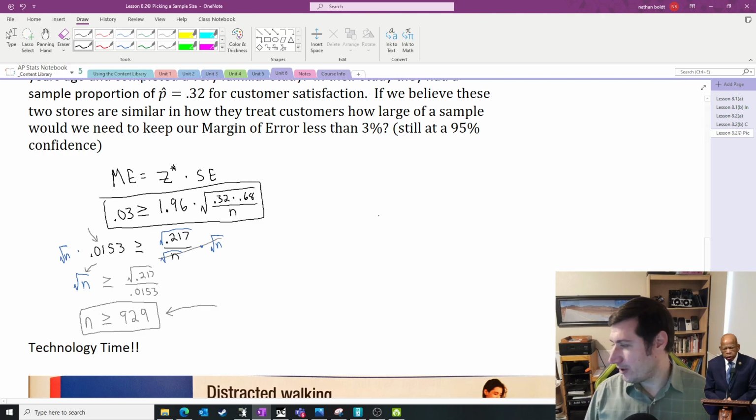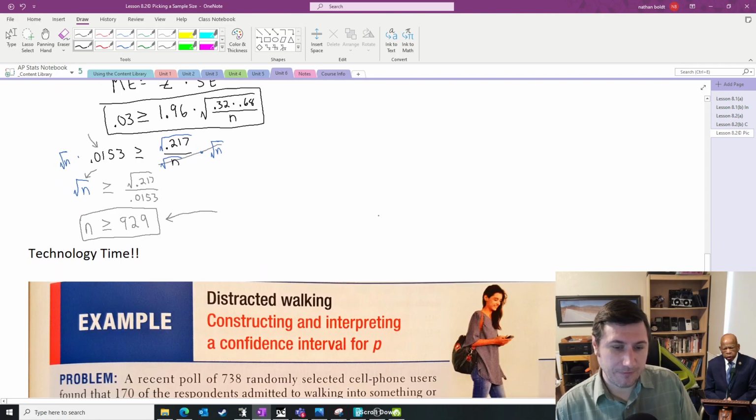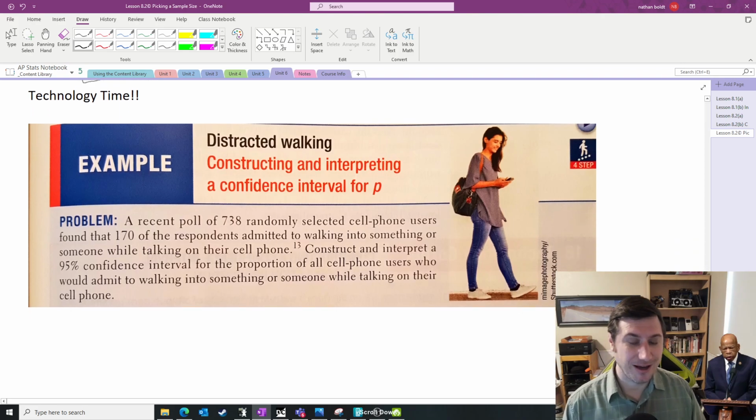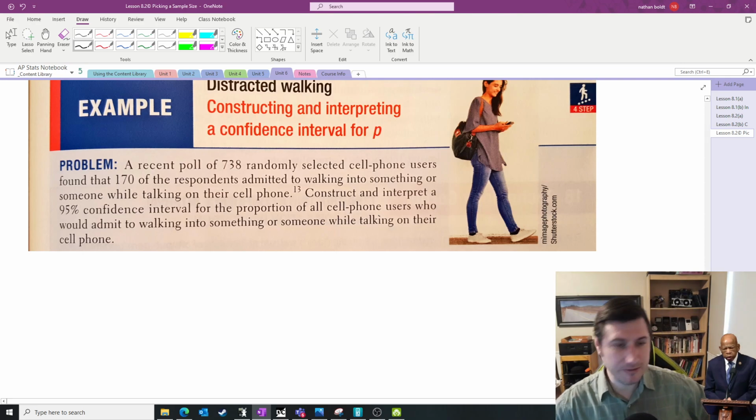One more thing I want to do with my few minutes left here. I would be remiss if I didn't show you how to do a confidence interval on the calculator. Yes, your calculator can do a confidence interval for you. I want to show you that real quick, okay? So we've done this problem like a million times, right? The cell phone, walking into things. We've all done it, but we won't admit it. Well, maybe some people will.